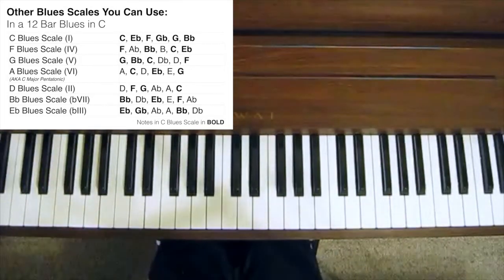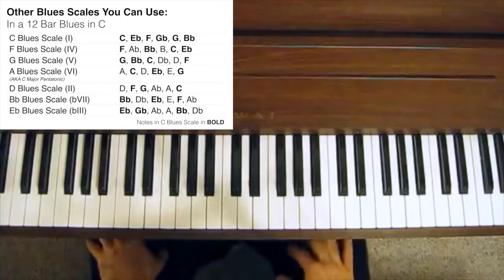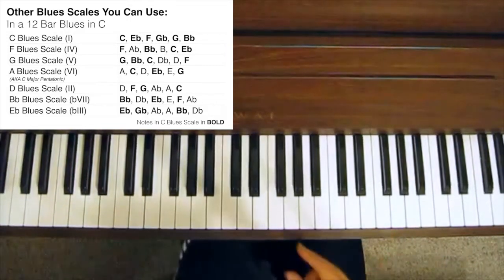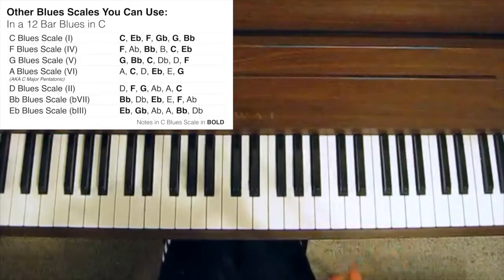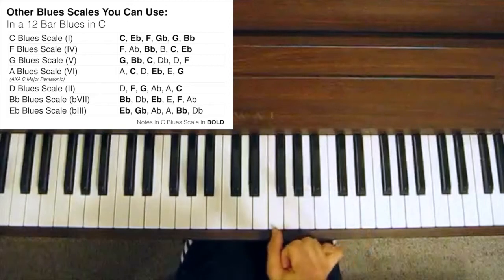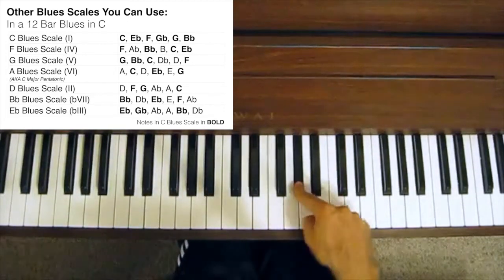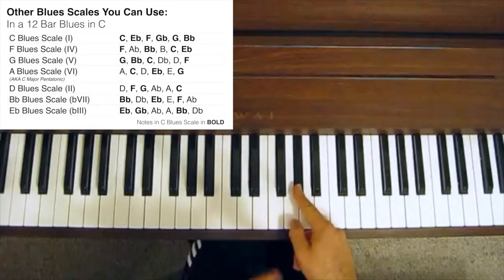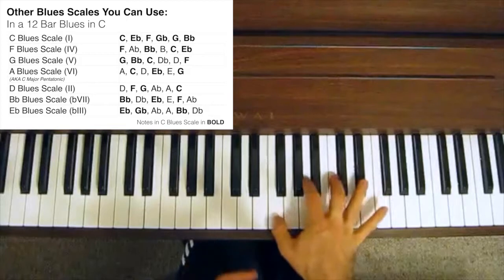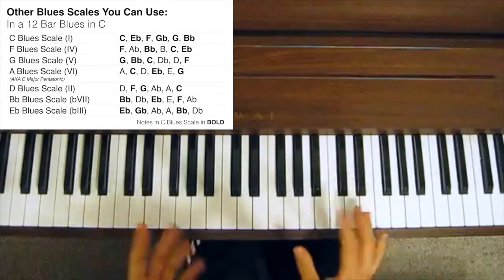Sounds a bit more wrong, I suppose, or out there, a bit more jazzy, but it still sounds alright. And the reason that works is because most of the notes in the F blues scale are also in the C blues scale. So the F blues scale has F, which is also in the C blues scale, A flat, which is not in the C blues scale, but it's the flat third of the F7 chord, which is your four chord. So in that sense it sounds okay.